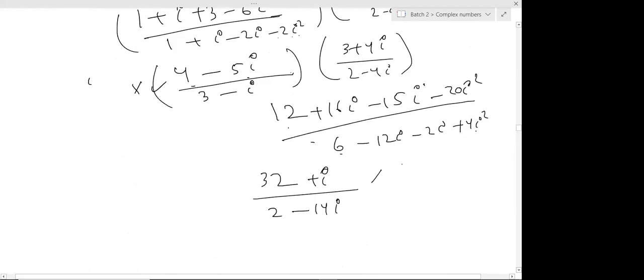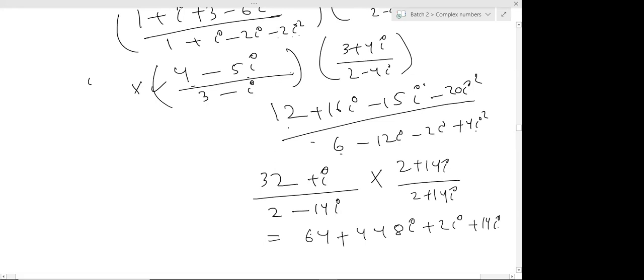Yeah, in this step, now you can rationalize 2 plus 14i upon 2 plus 14i. This is 64. Plus 32 into 410 is 320 and 128. 448, I guess. Right? Sir, minus, right? 64 minus 448. It is minus. I have to multiply with plus, right? Yes, sir. Mistake.